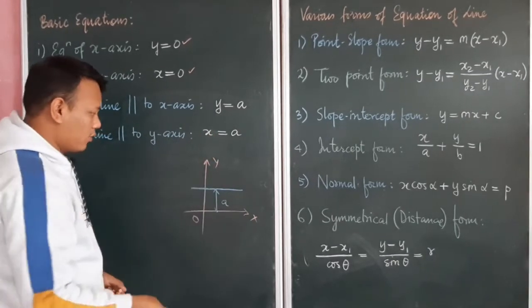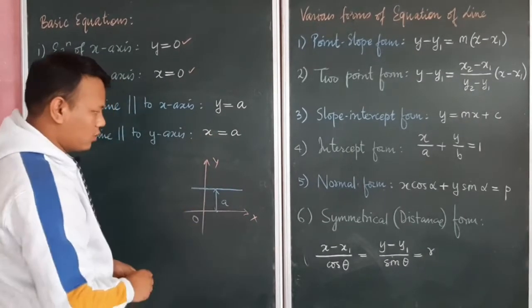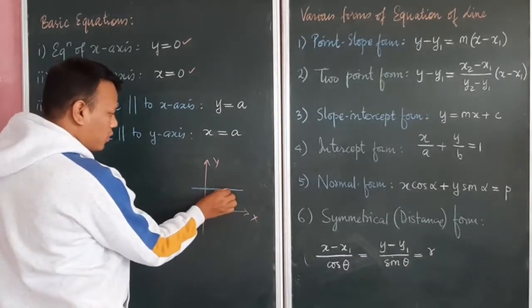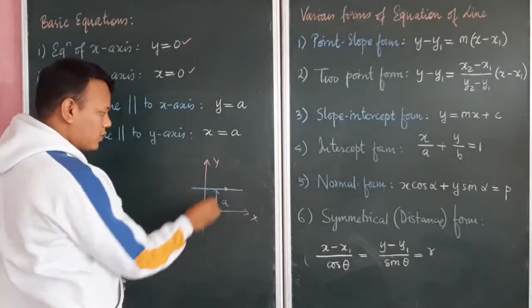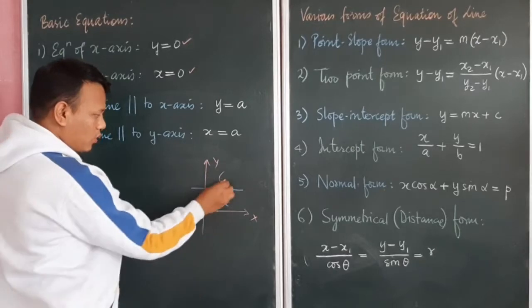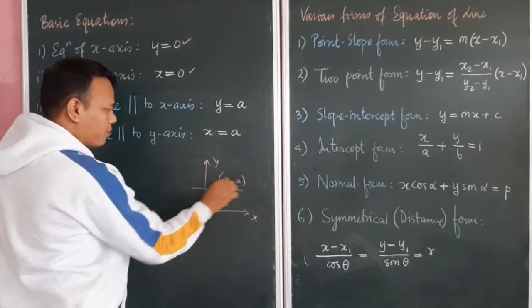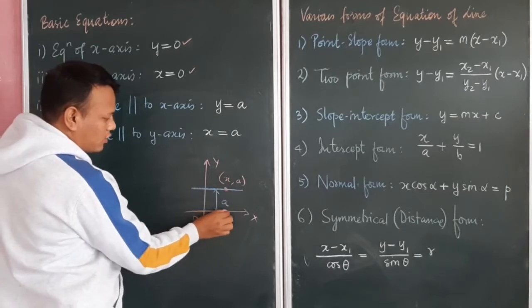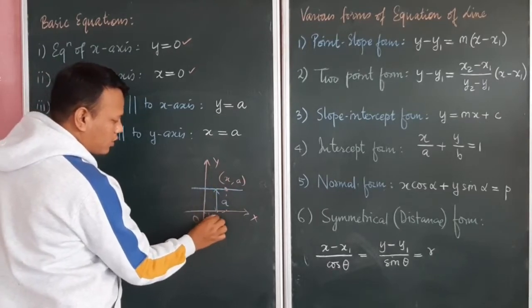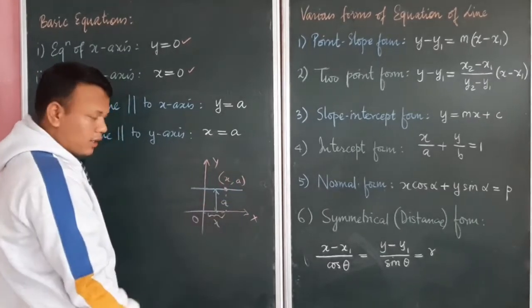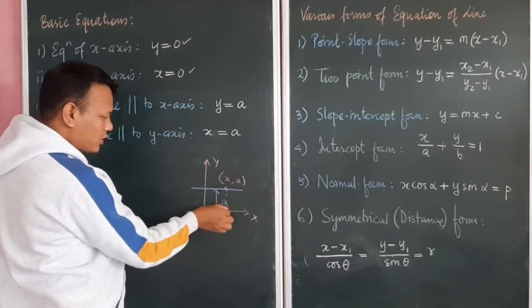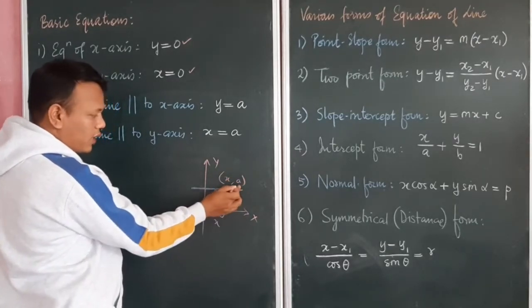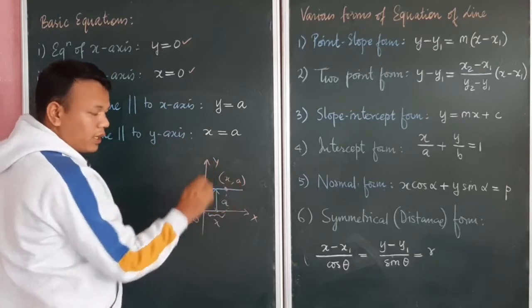Now if you see here, any point on the line can be written as (x, a). Why? Because this distance is x. For example, from here to here is x, and from here to here, what is the height? Height is a, right? So that's why I am writing my ordinate to be a.